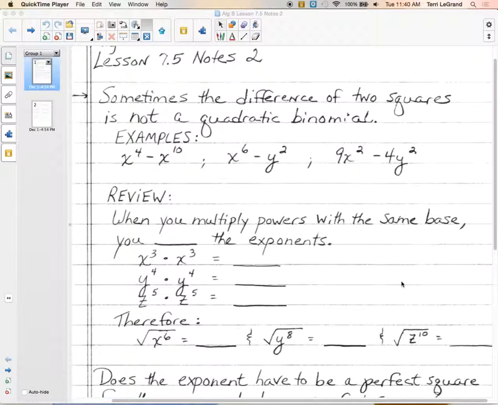Continuing on in 7.5, it says, sometimes the difference of two squares. In other words, you look at it, you see that it's a binomial, you see that there's subtraction, you see that there's squares. Well, there might be squares on both ends of it. Sometimes it's not a quadratic binomial. Yesterday, all those binomials we did were quadratic.